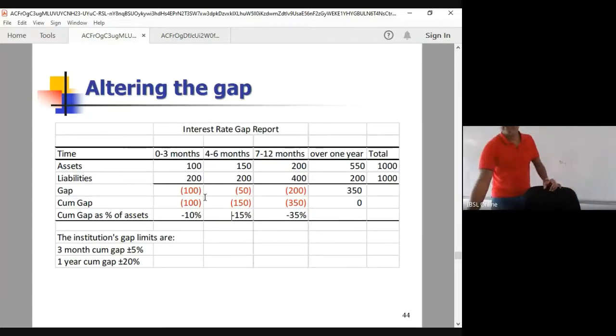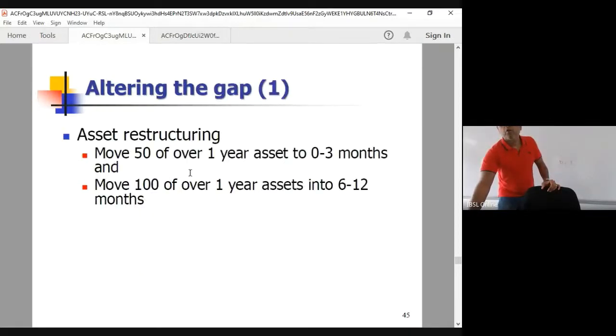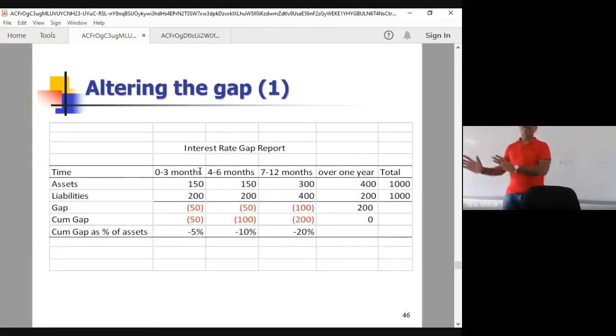Look at the question here. They said move 50 of your over 1 year assets, over 1 year loan, to the 3 months. How can you move that into 3 months? What do you do for that? In reality, in practical terms. I mean, I can come and tell you, look, move your 2 year assets into 3 months. What am I going to actually do about it? How am I going to do it?